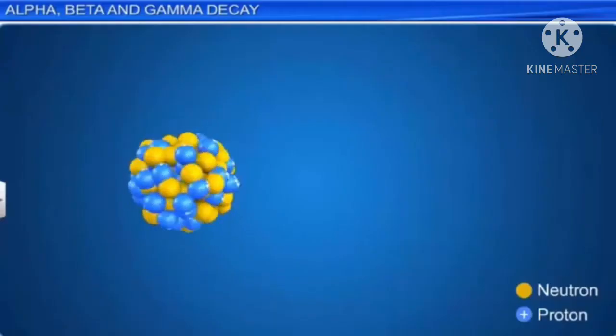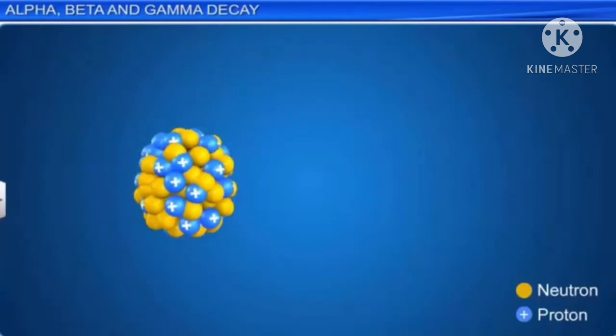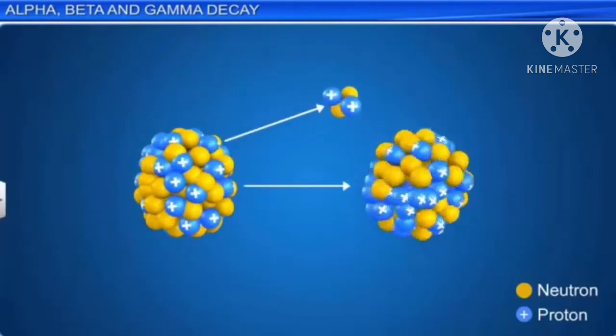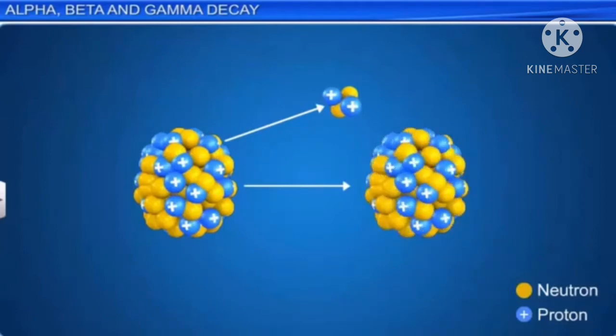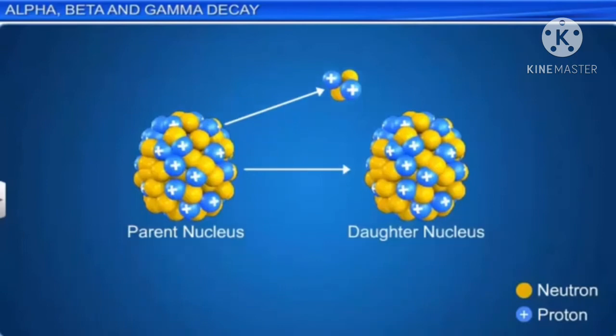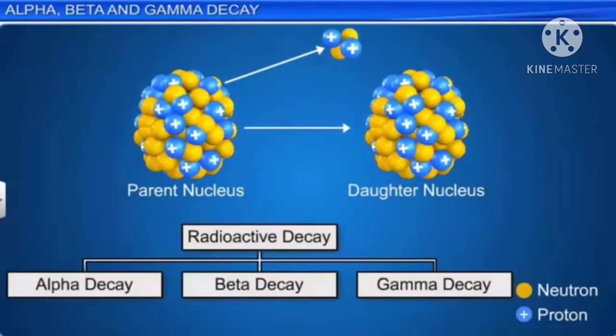Activity has shown that a radioactive nucleus disintegrates or decays spontaneously. During a radioactive decay process, the original nucleus is referred to as the parent nucleus, and the residual or resultant nucleus is referred to as the daughter nucleus. In nature, a radioactive nucleus can decay by three modes, namely alpha decay, beta decay, and gamma decay.